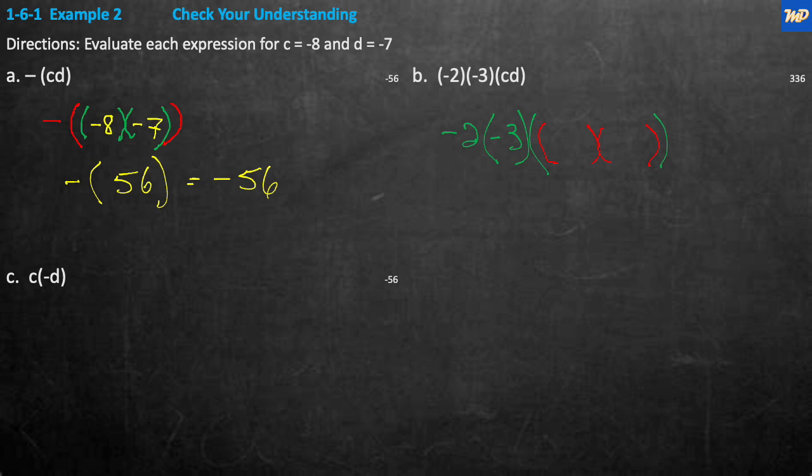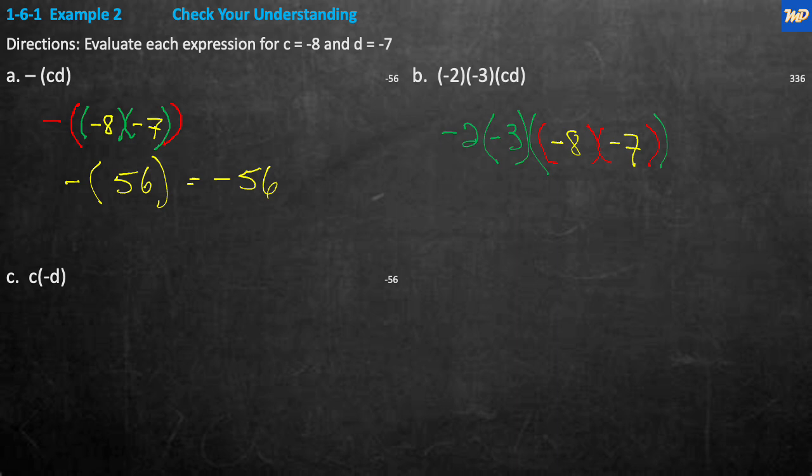Going back to yellow. -8 and -7. So we're going to multiply all of these together. Everything's being multiplied. How many negative signs are there? There are 4 negative signs. So that means the answer is going to be positive.